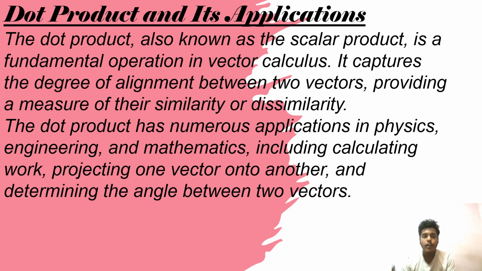Dot product and its application. The dot product, also known as the scalar product, is a fundamental operation in vector calculus. It captures the degree of alignment between two vectors, providing a measure of their similarity or dissimilarity. The dot product has numerous applications in physics, engineering, and mathematics, including calculating work, projecting one vector onto another, and determining the angle between two vectors.